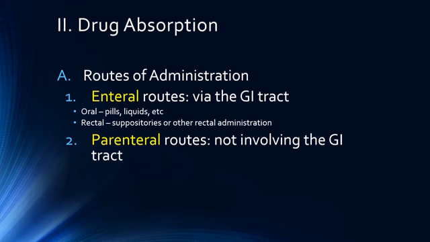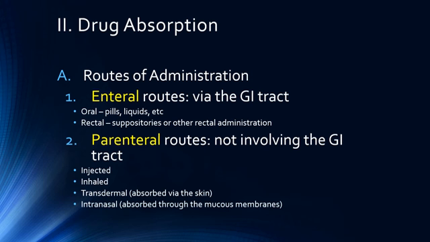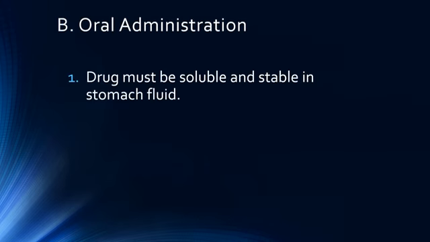So the parenteral routes are those not involving the GI tract. So injections, inhalations, transdermal, absorbed via the skin, intranasal or mucosal, so it's absorbed through mucous membranes. And so these are the primary routes that we're going to talk about. We'll start with oral administration. This is obviously the most common way that people take any drug we might think about.